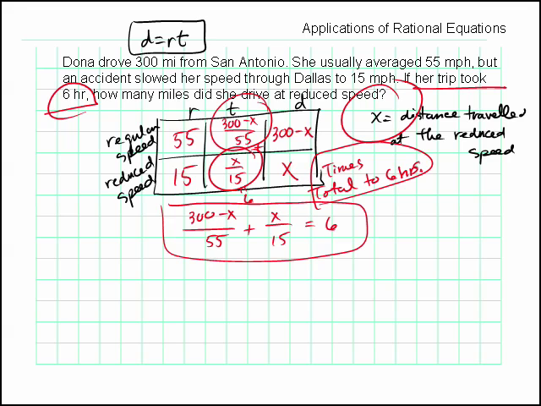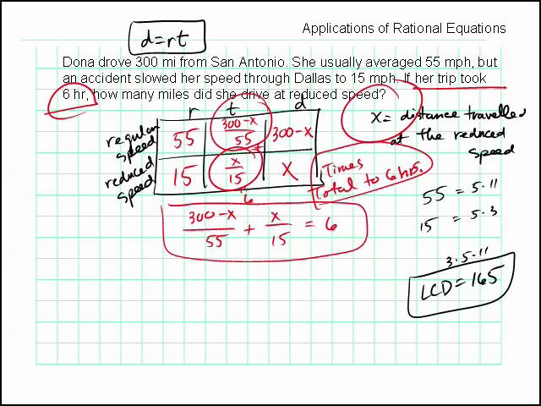To solve this equation, I need to get rid of the fractions by multiplying both sides by the common denominator. And the common denominator for 55 and 15, let's see here. 55 is 5 times 11. 15 is 5 times 3. So I need a 3, I need a 5, and I need an 11. So that's going to be 55 times 3, 165. The LCD is 165. So I multiply this side by 165, and multiply this side by 165.